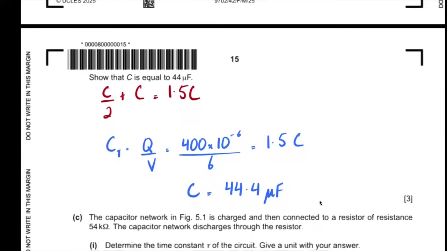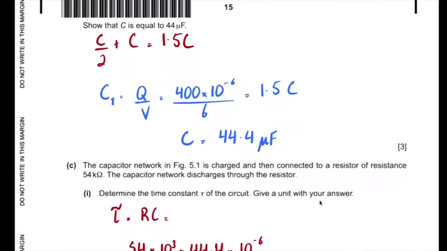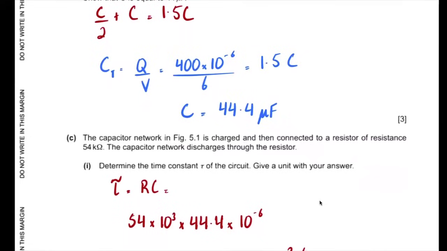The capacitor network is charged and then connected to a resistor of resistance 54 kilo ohms. So then the capacitor discharges. Determine the time constant. So the entire network is charged, and it's then connected to the resistance of 54 kilo ohm. Determine the time constant of the circuit. Give a unit with your answer. So for this, you just use tau equals RC, right? That's the value for the time constant. So you just multiply the two.